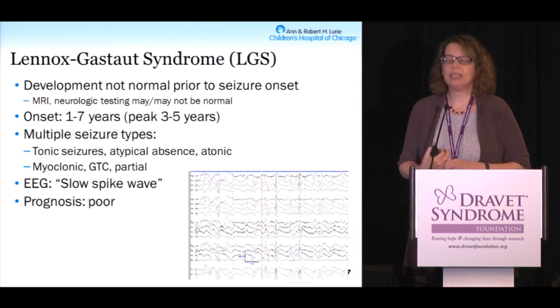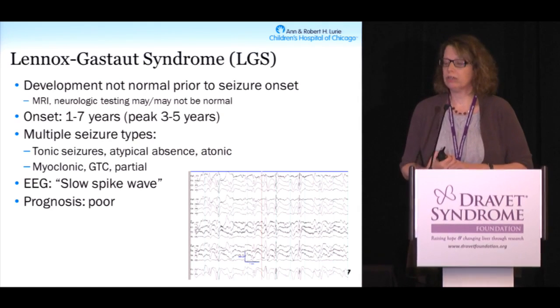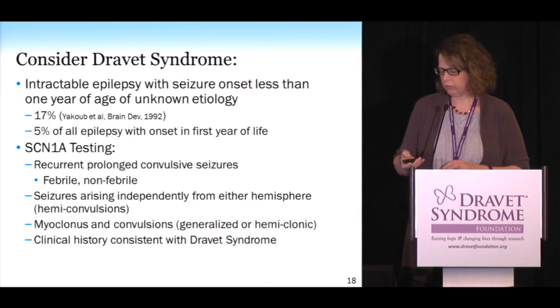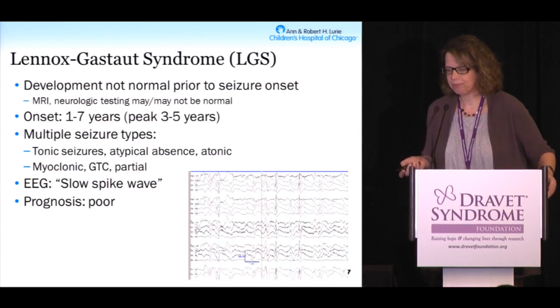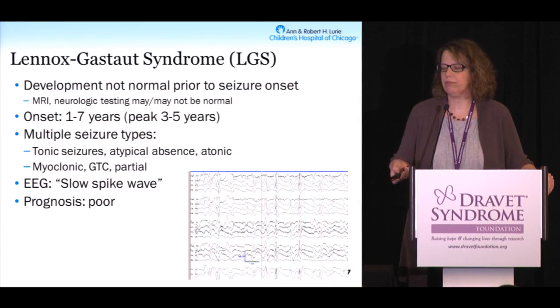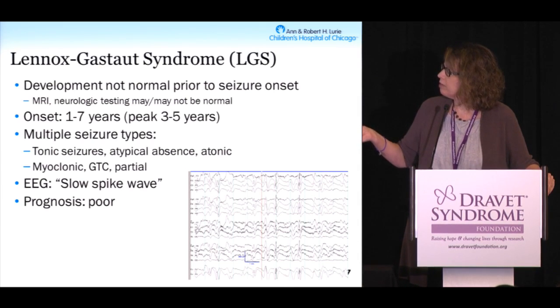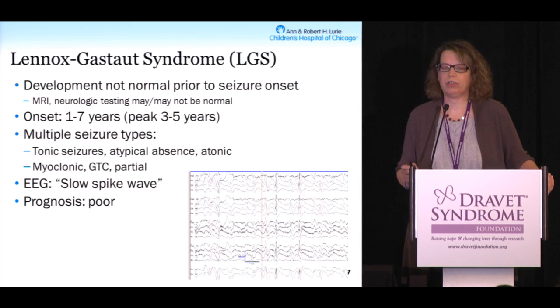But they can have any seizure type. They can also have myoclonics or convulsives or partials or atonics. But tonics are extremely significant. They do have a very specific EEG pattern of a slow spike wave. That is something that we do not see in Dravet syndrome. And their prognosis tends to be poor, both for seizure control as well as developmental or cognitive ability.